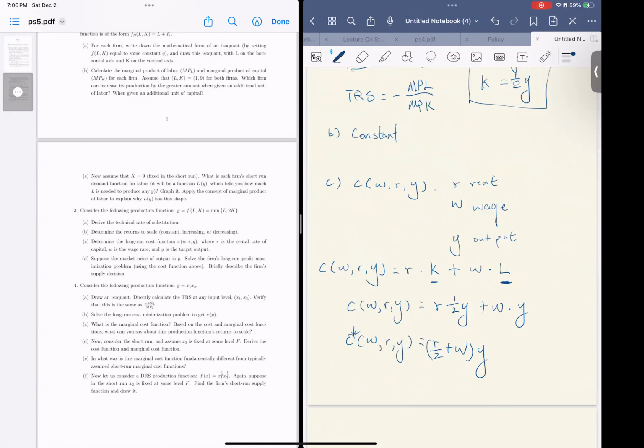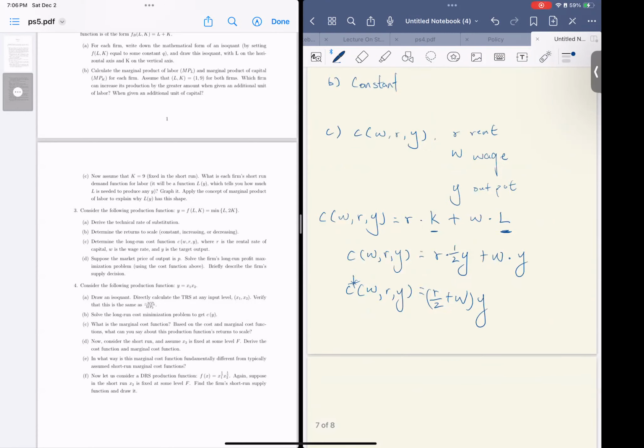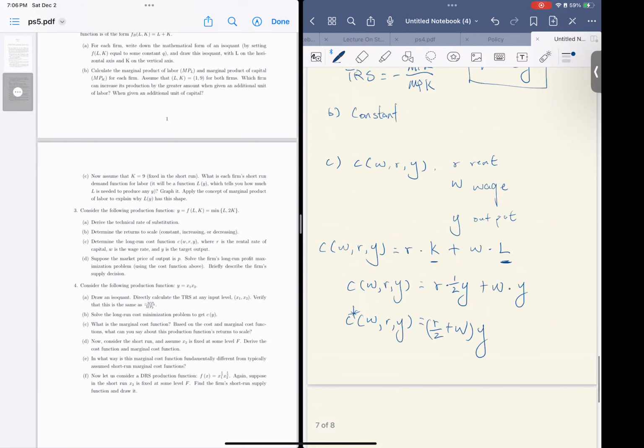But this is your cost function for C. The cost function is basically rent times capital plus wage times labor, and then you just replace your capital and labor functions in terms of Y, and then you get your cost function in terms of wage, R and Y.